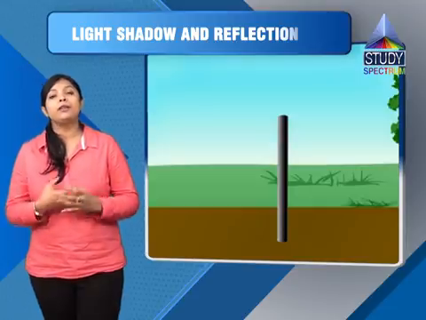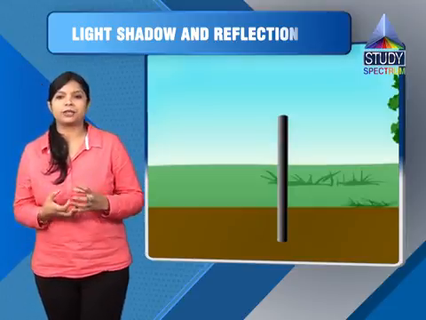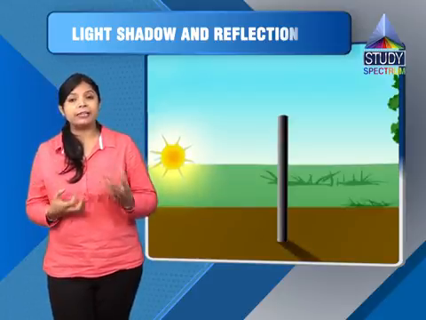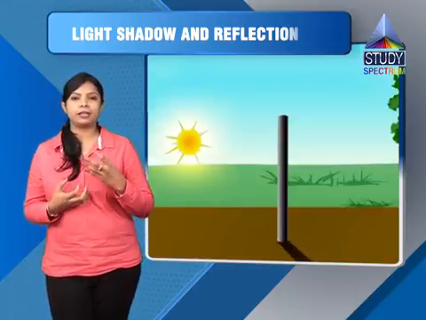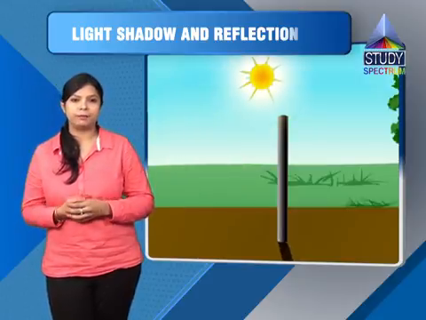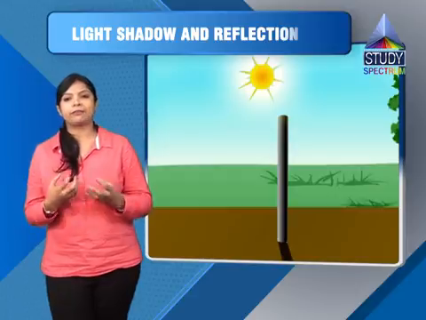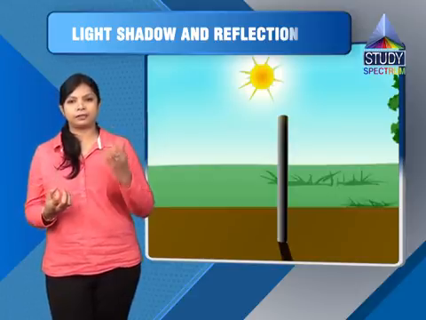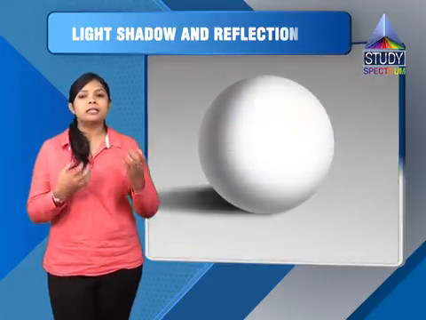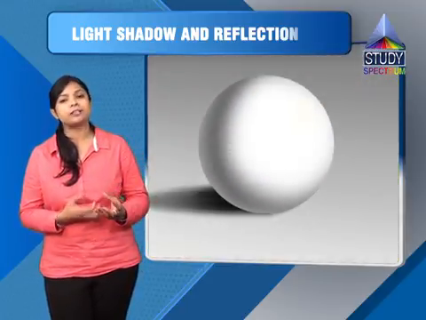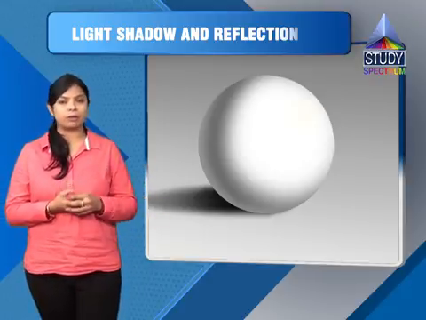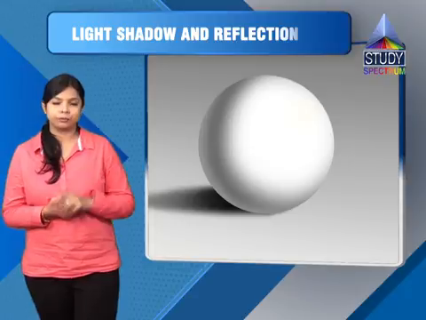So students, what happens when any source of light falls on an object? As we have earlier discussed, an opaque object does not allow any light to pass through it. So what happens when light falls on the opaque object? Since light cannot pass through it, the space behind the opaque object appears dark, and this darkened appearance is called the shadow.